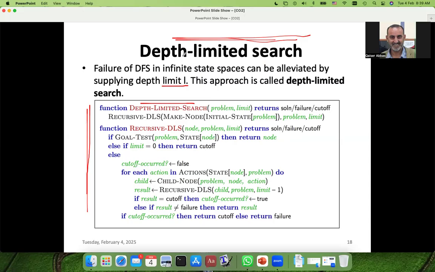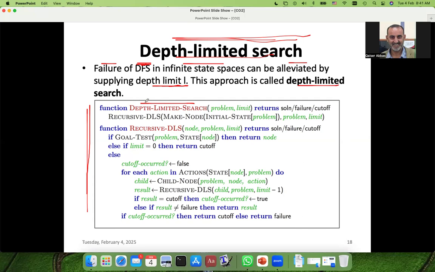So now, what is depth limited search? If DFS will give us failure due to some infinite state space, then this problem can be corrected by introducing a depth limit L. And then this approach is called depth limited search. Let's see this algorithm first.